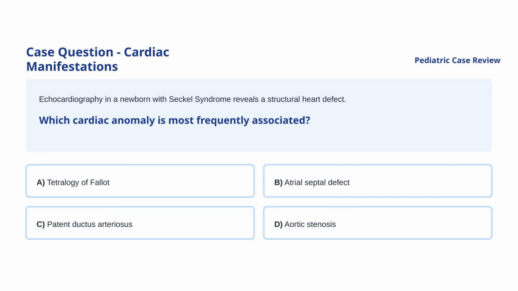Case 9. Echocardiography in a newborn with Seckel syndrome reveals a structural heart defect. Which cardiac anomaly is most frequently associated? Option A, tetralogy of Fallot. Option B, atrial septal defect.